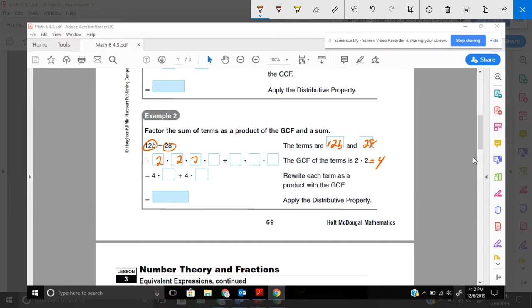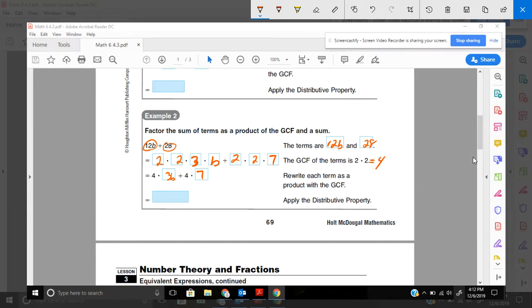what number is going to give us 12? Well, that would be 3. And then don't forget about your b as well. So 2 times 2 is 4, times 3 is 12, times b is 12b. Plus, how do we write 28 as the GCF of 2 times 2? Well, again, 2 times 2 is 4, and 4 times what number is 28? That would be 7. Okay, so 4 times what is going to give us 12b? Well, if we divide it by 4, we would get 3b. And divided this by 4, we would get 7.